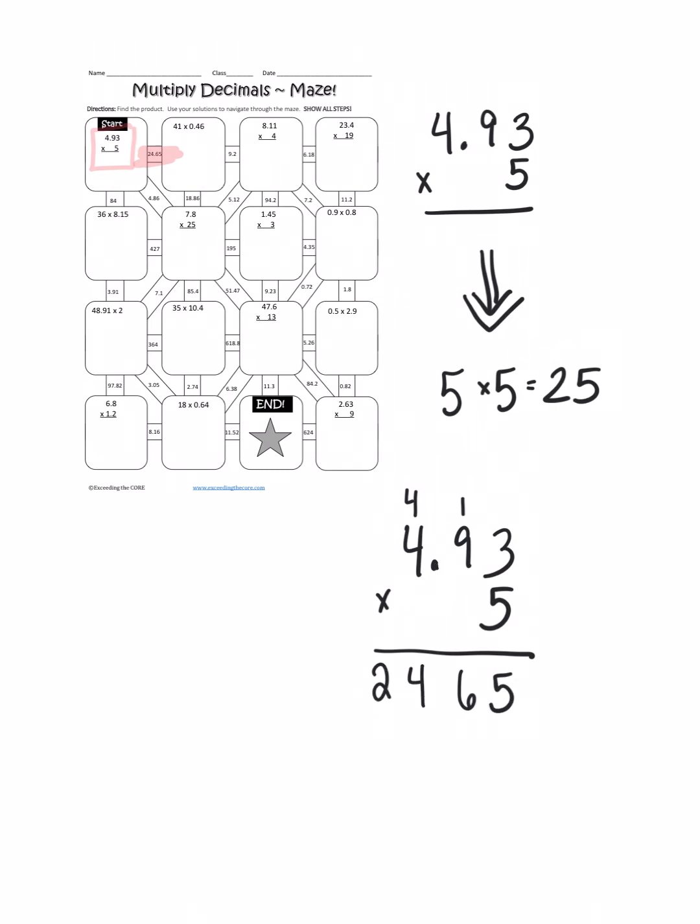Now, I have 2 digits to the right of my decimal point, so that means I also need to have 2 digits to the right of my decimal point in my product. So my product is 24 65/100, so my estimate was accurate.